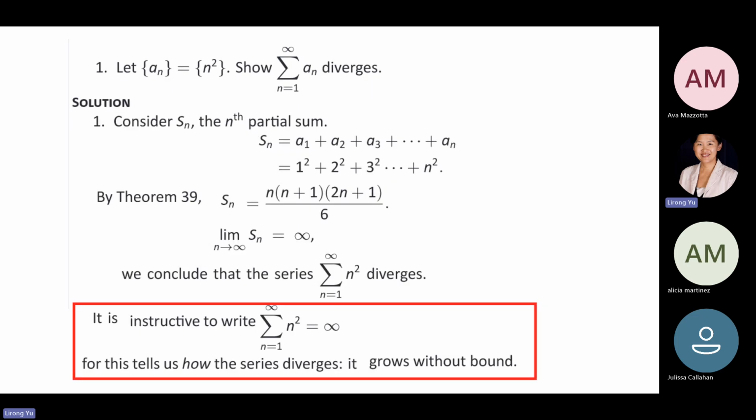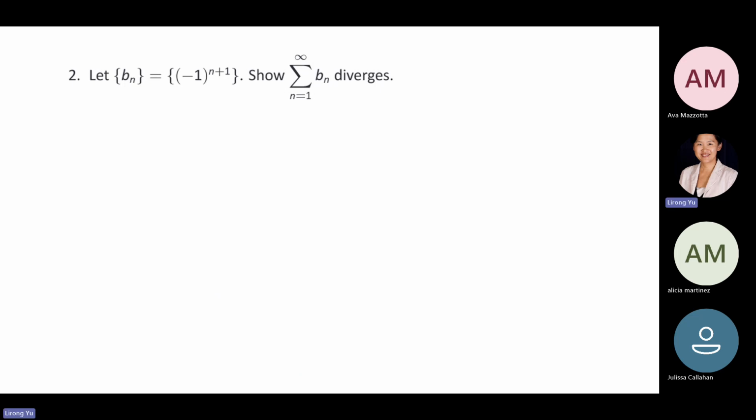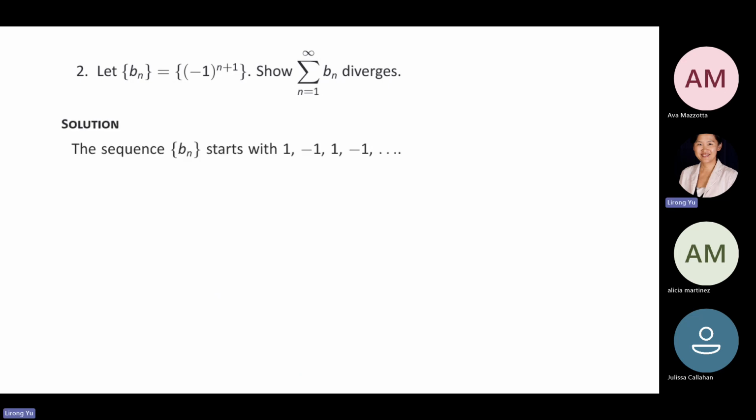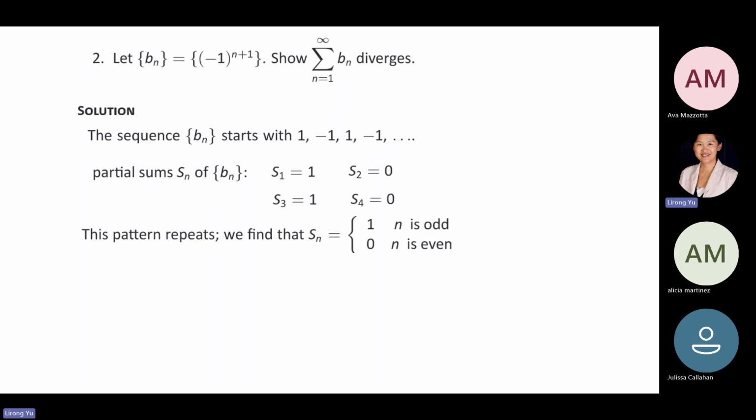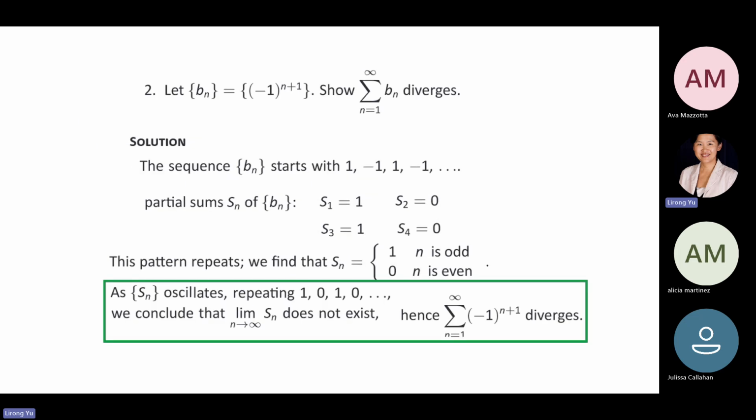A second situation is when the partial sum looks like this. This is an individual number in the sequence. This is a partial sum. So the partial sum is a sequence that goes 1, 0, 1, 0, 1, 0, just alternating, and therefore there's no limit. S_n has no limit, therefore the original series diverges.